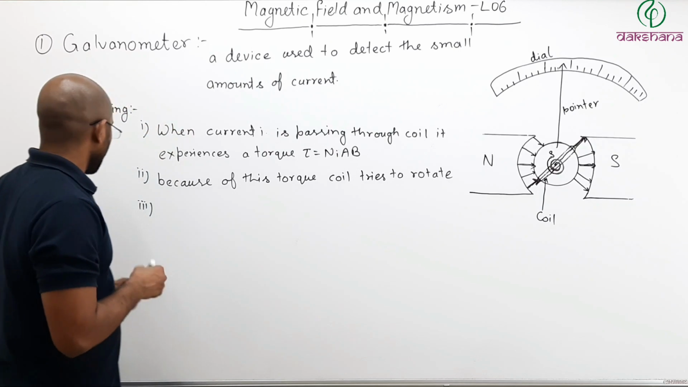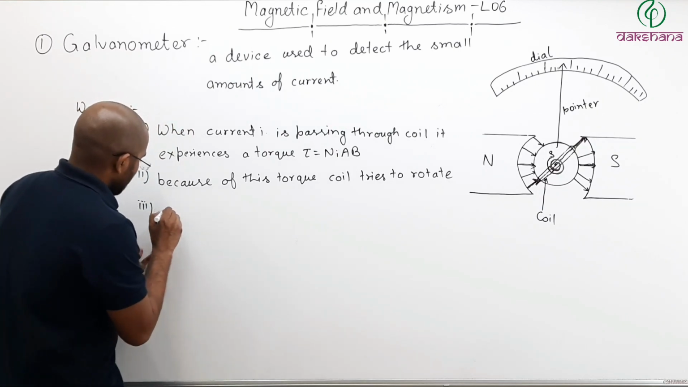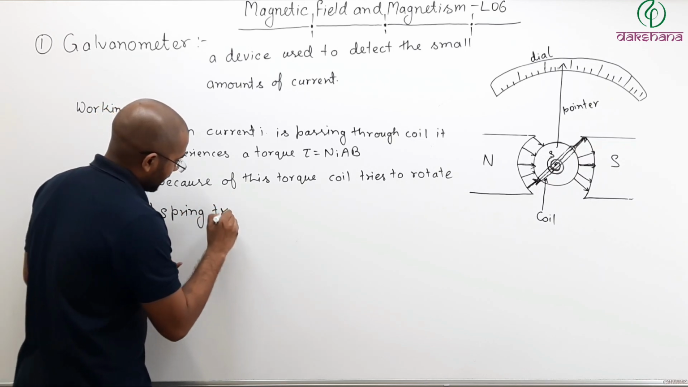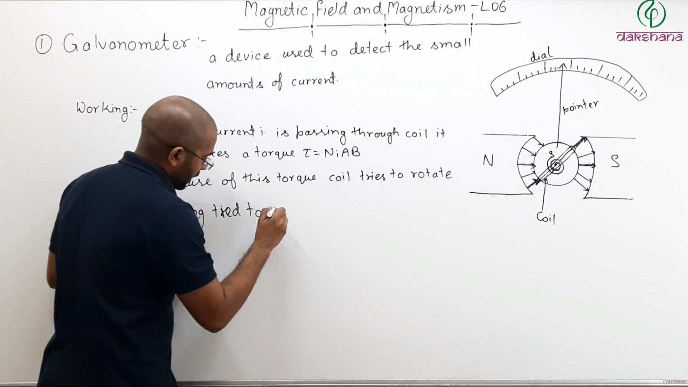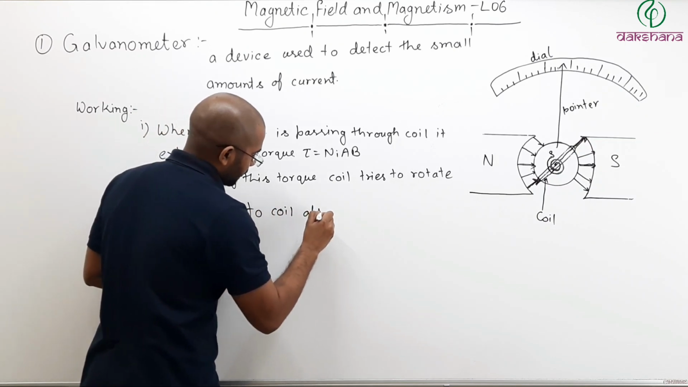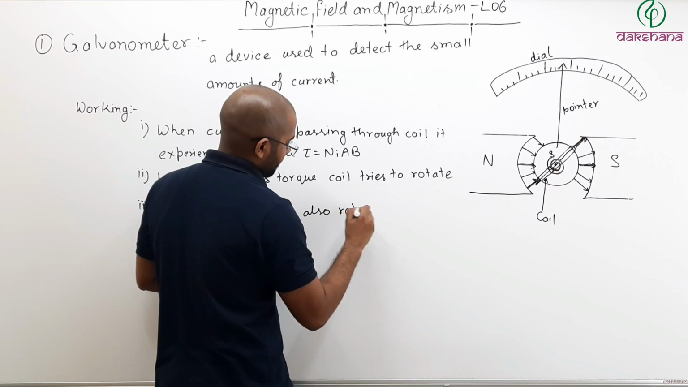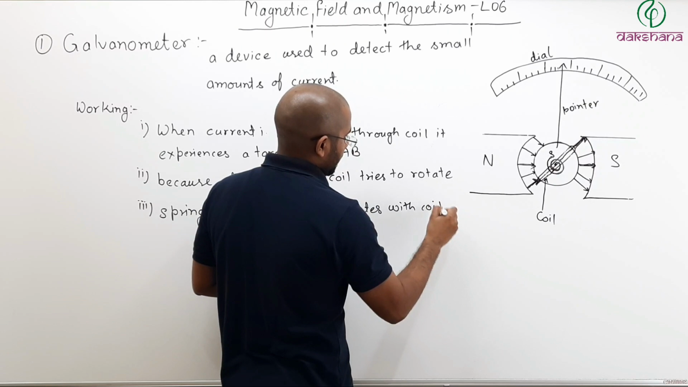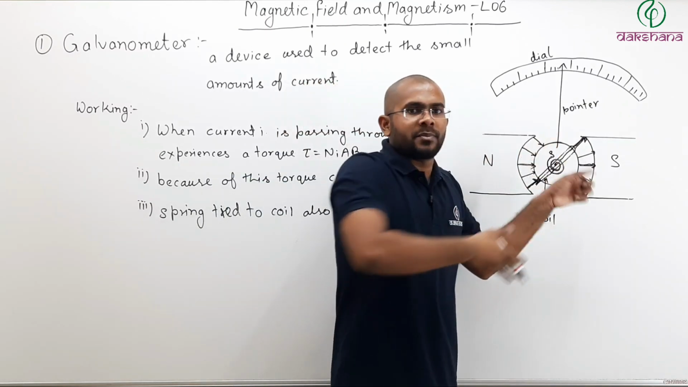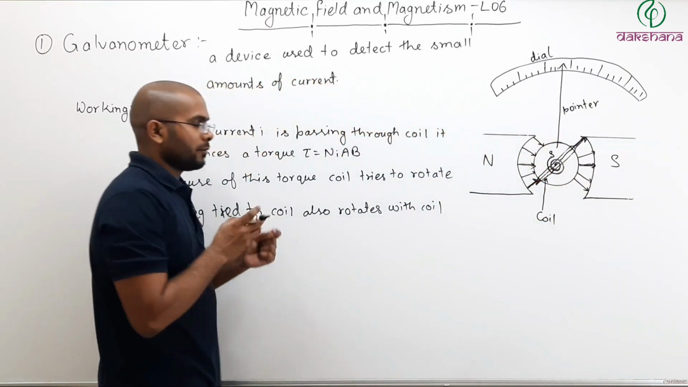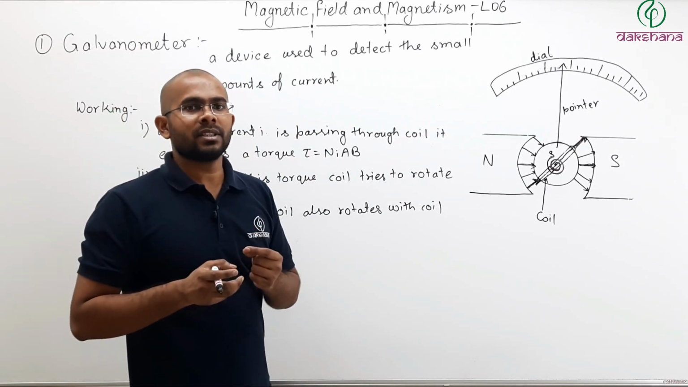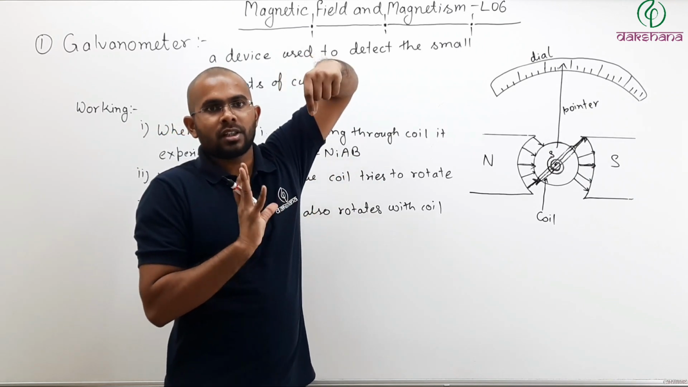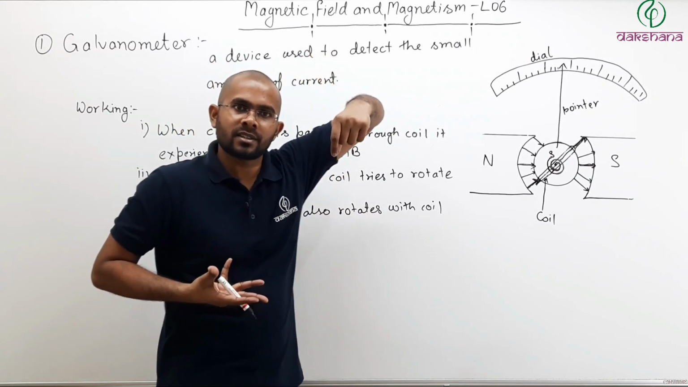Now what happens? So the spring tied to the coil also rotates with the coil. So as this coil rotates, the spring also rotates. So when the spring rotates, then what happens? Because of the rotation in the spring, there is a torsional torque. There is a restoring torque applied by the spring.